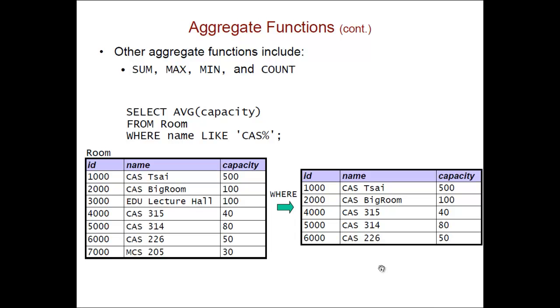Other aggregate functions can also be used. So if instead of AVG I put sum, and I leave the rest of the query alone, I'm going to get the same rows as before, the rooms in CAS, but now I'm going to take the capacities of those rooms and add them up, and the result will be the sum of those 5 values. If I use max, same rows as before, but now the final value will be the largest capacity of the rooms in CAS. Min will give me the smallest capacity of rooms in CAS. And count will tell me how many capacities there are.